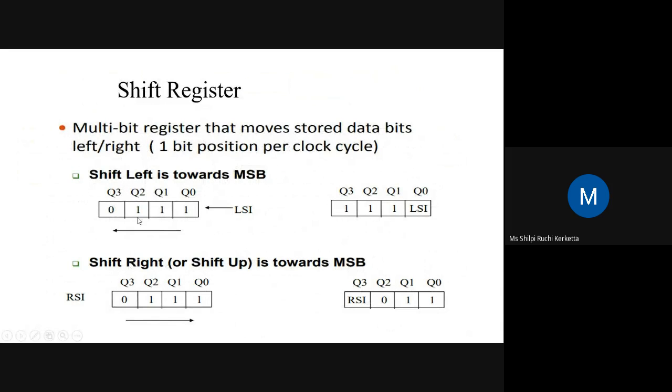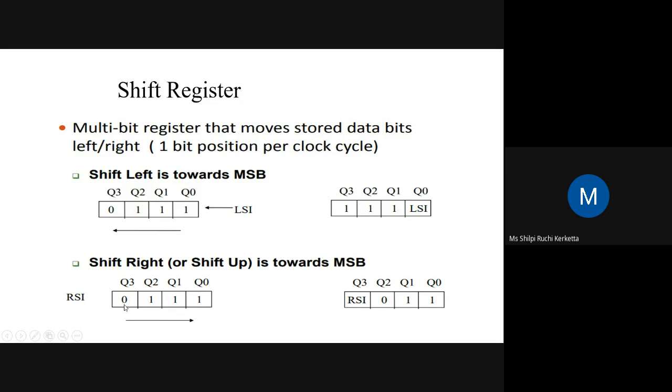So if this is our term 0 1 1 1, and if we are shifting towards left, this will shift by 1. So this one will shift here, this one will shift here, this one will shift here, and whatever you have put, if you have given 0, then 0 will come here, or if you have given 1, then 1 will come here. If 0 is there, it will become 1 1 1 0, and if you have given a 1, it will become 1 1 1 1. Okay. So this is our left shift.